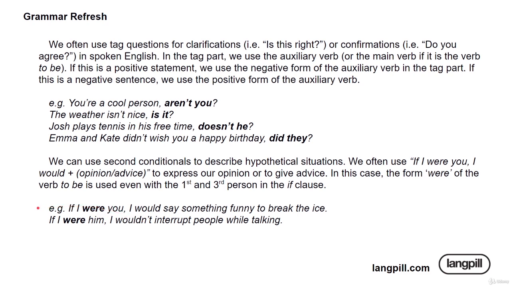So our example here: if I were you, I would say something funny to break the ice. We're saying if in that situation I was there, this is what I would do. The next example: if I were him, I wouldn't interrupt people while talking. Again, you're putting yourself in that situation and saying what you would do.